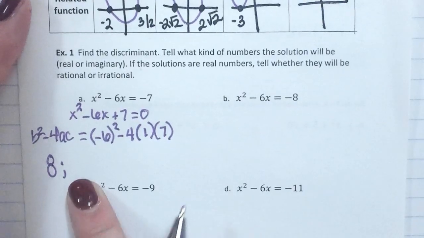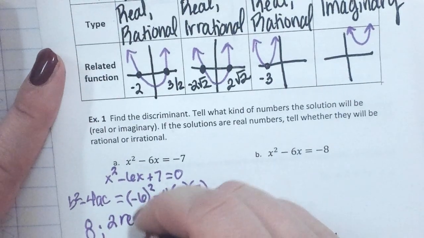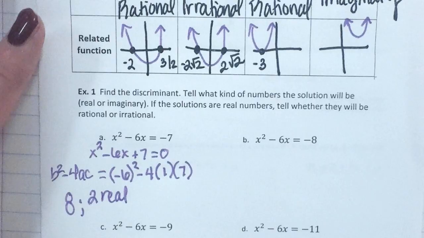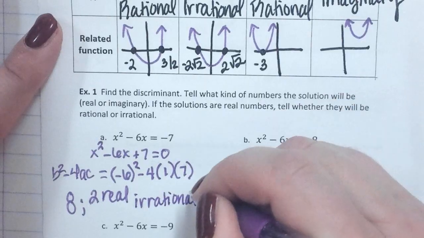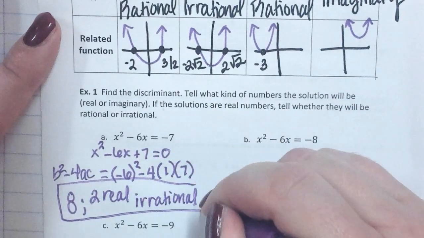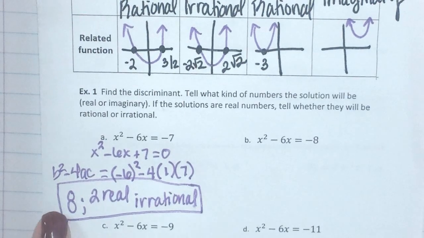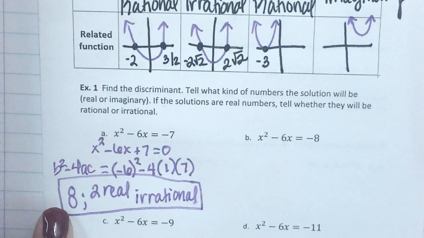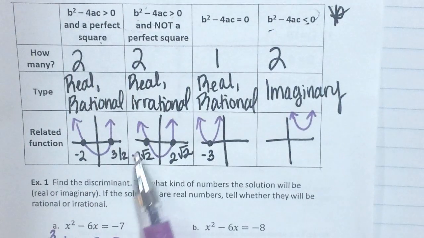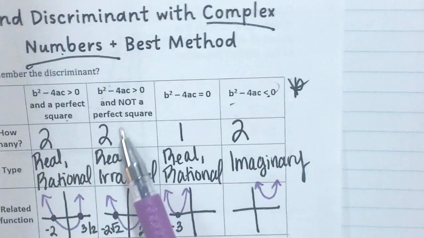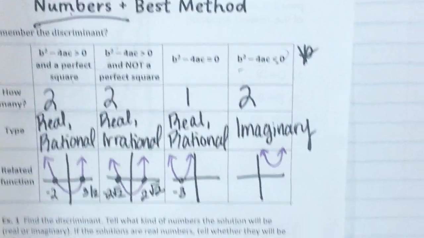And then what does that mean? I go up here. There are 2 real, and are they rational or irrational solutions? Irrational. Okay? 2 real and irrational solutions. What makes it irrational? 8 is not a perfect square. So if our discriminant is positive and it's a perfect square, we're going to have nice numbers, rational numbers. If it's not a perfect square, that means that square root won't simplify all the way, so there will be a square root left in our answer.